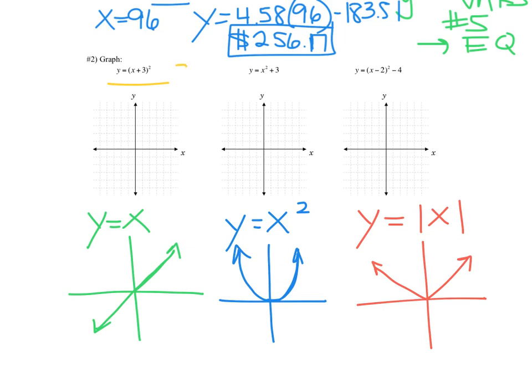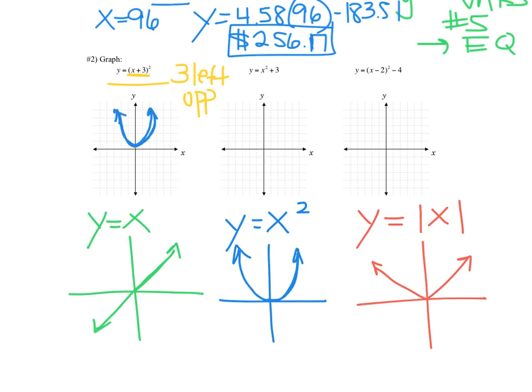We are going to shift 3 to the left. Anytime you have a shift on the inside of your function, you're going left or right in the opposite direction. Opposite, okay? So you're starting with a parent function. I'm going to draw the parent function in blue. So here's your parent function. Should go through 1, 1. Okay, nothing's been stretched or anything.